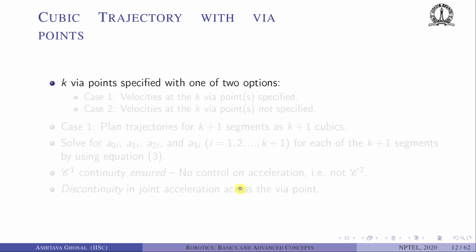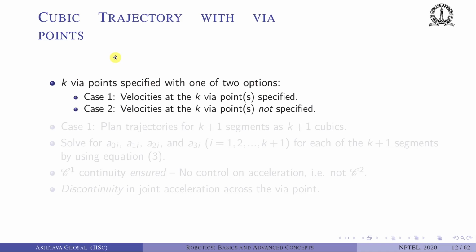Now let's continue. If you want to generate a cubic trajectory with via points, let's say there are k via points specified, and as I mentioned earlier, there are 2 possible cases. One is where the velocities at the k via points are specified, and the other is where the velocities at the k via points are not specified. Not specified means we don't care.